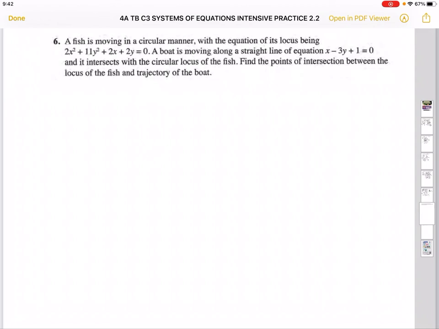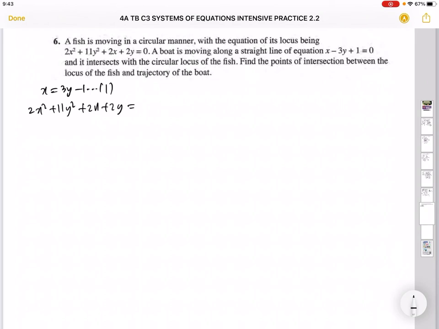So I think we start off with the equation for the boat. x equals 3y minus 1. So this is my first equation. I'm just going to write down the equation for the fish: 2x squared plus 11y squared plus 2x plus 2y equals 0. Call this equation number 2.